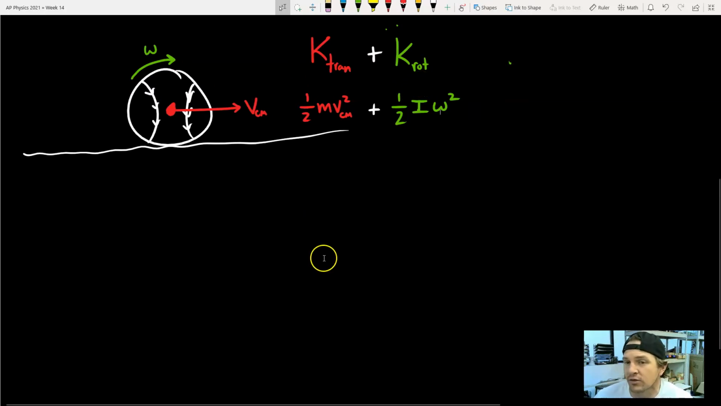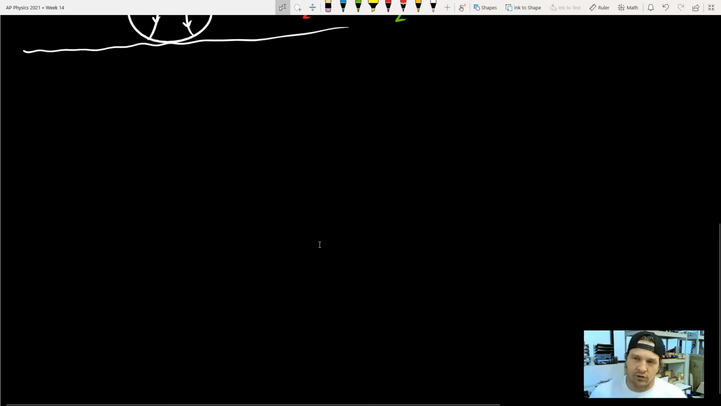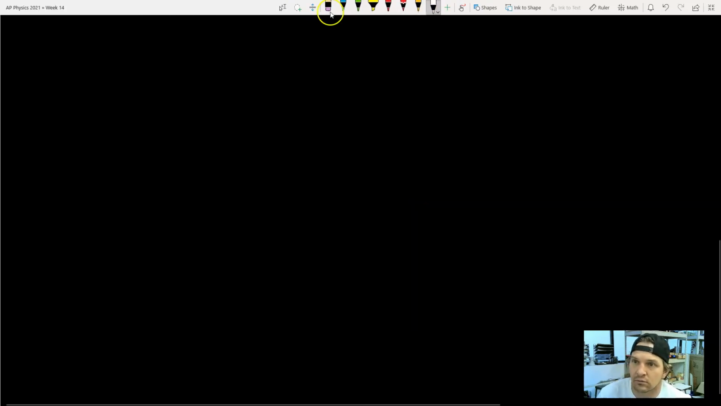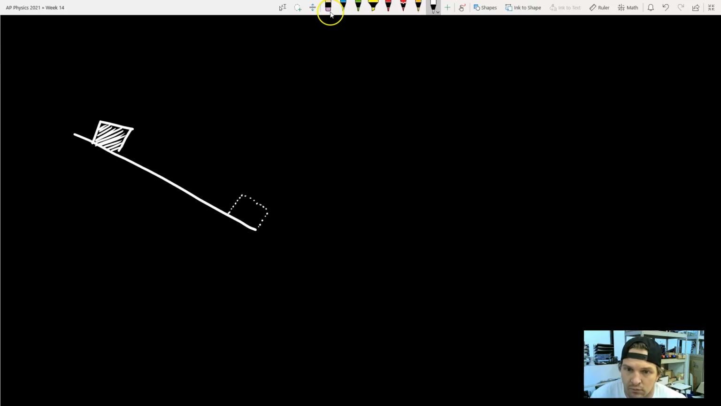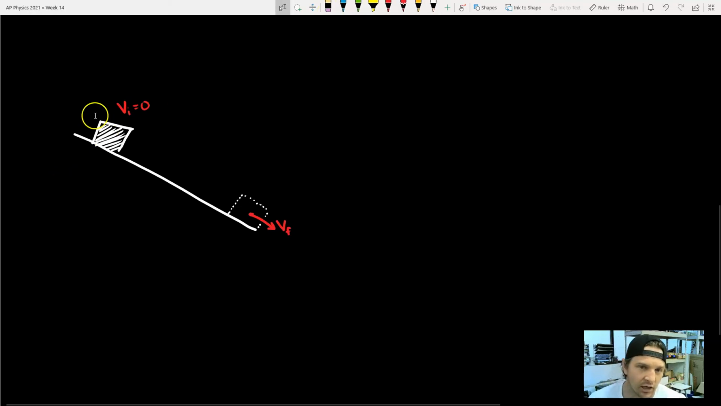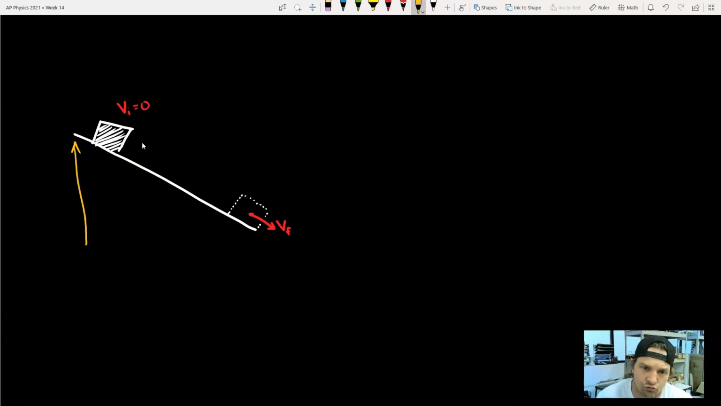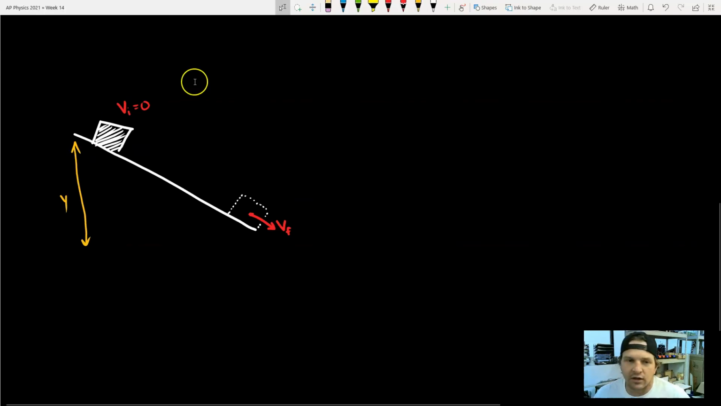But if we're talking conceptually about conservation of energy, let me set up a problem here. In this problem, we have a block that is up on some ramp, and let's say that this ramp is a height y above the ground, okay? So we have this block that is a height y above 0. The block then slides down the ramp, and at the bottom of the ramp, it has some type of speed, right?